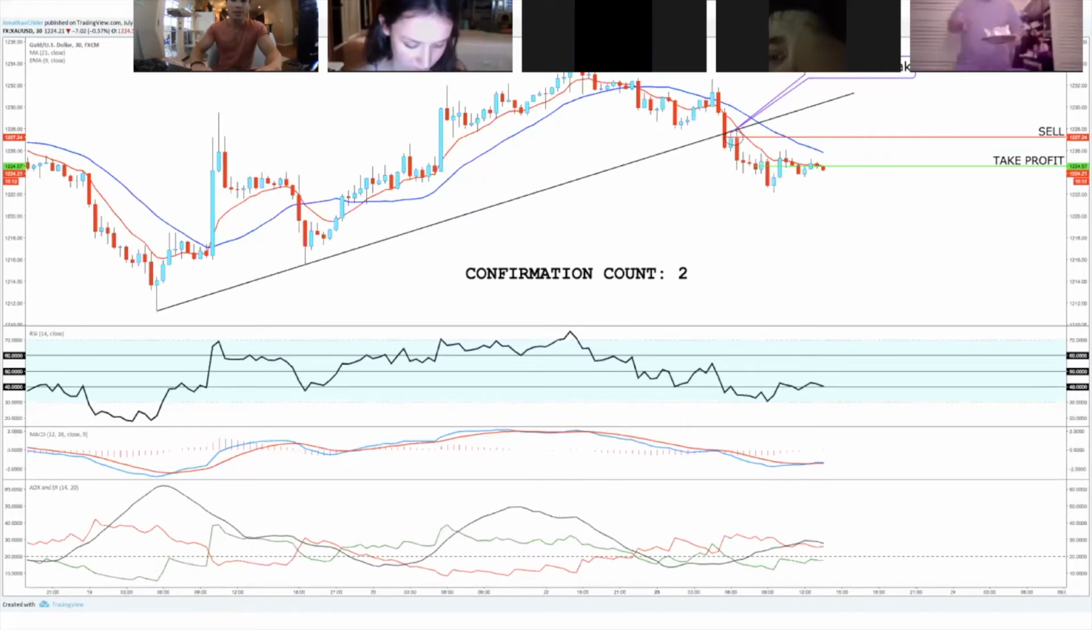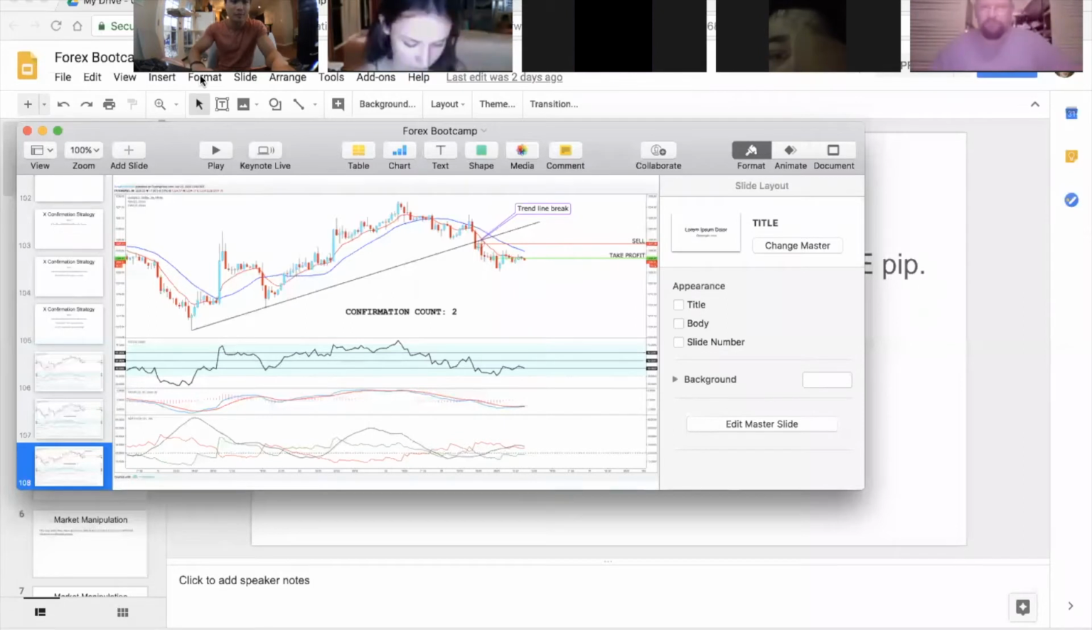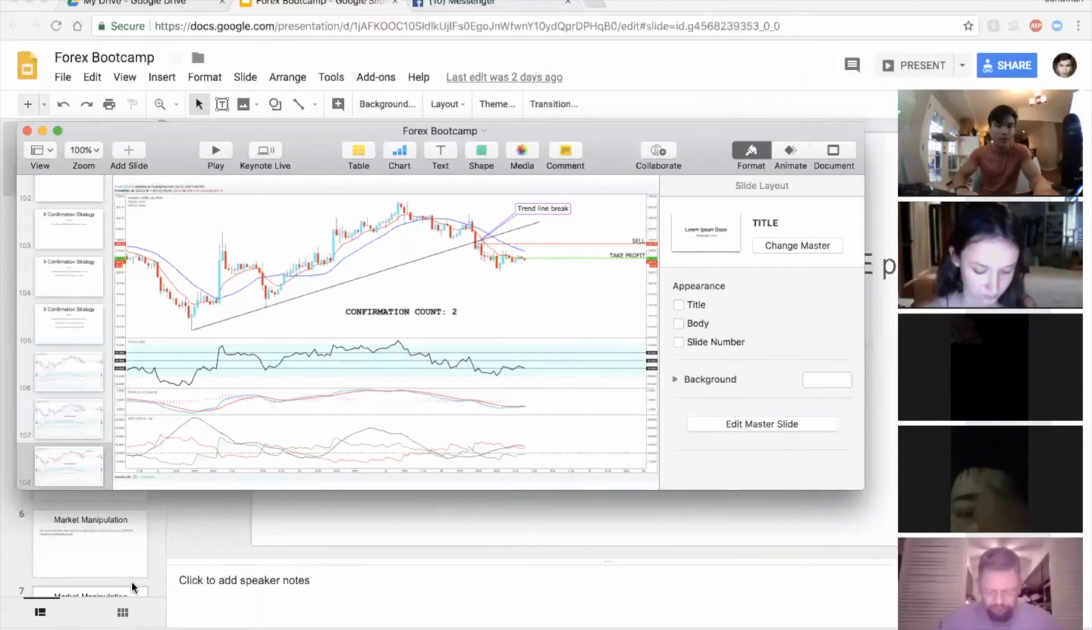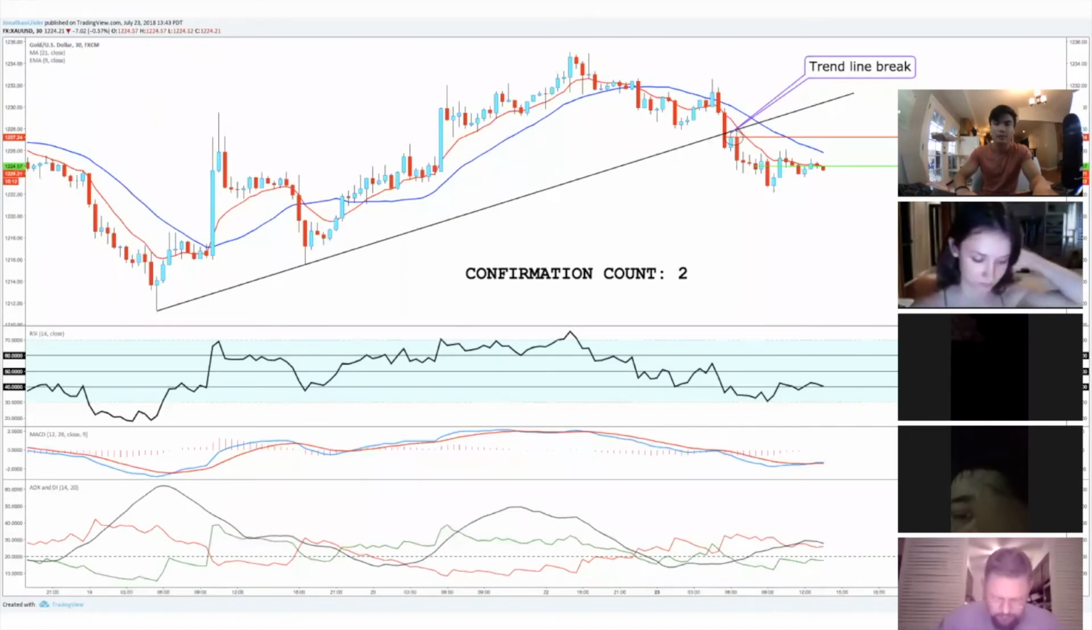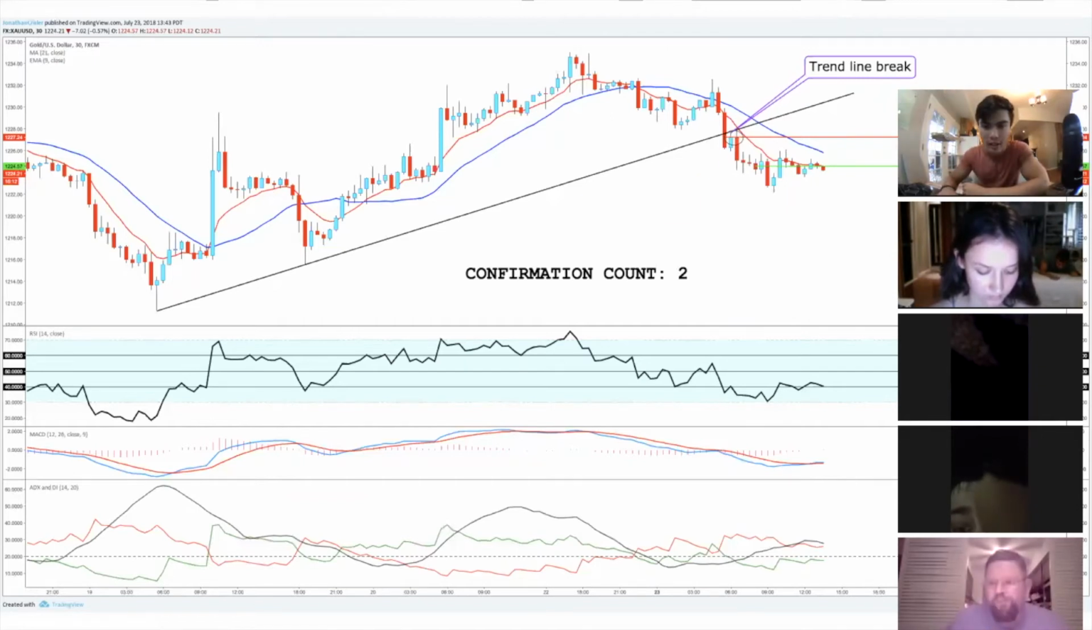Second confirmation, if I can move the little screen out of the way so I can see real fast. There we are. Second confirmation, the trend line break. So that is 2 confirmations. We can see price broke the trend line, indicating that the uptrend is now weakening. Now I'll get to you guys' questions after I go over these 10 confirmations. I see we have a few in the chat.